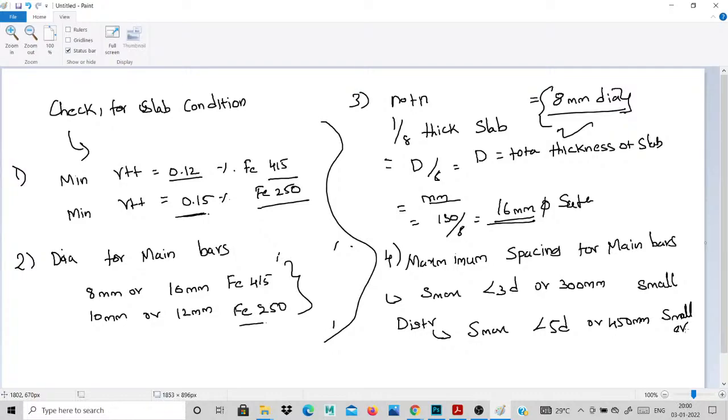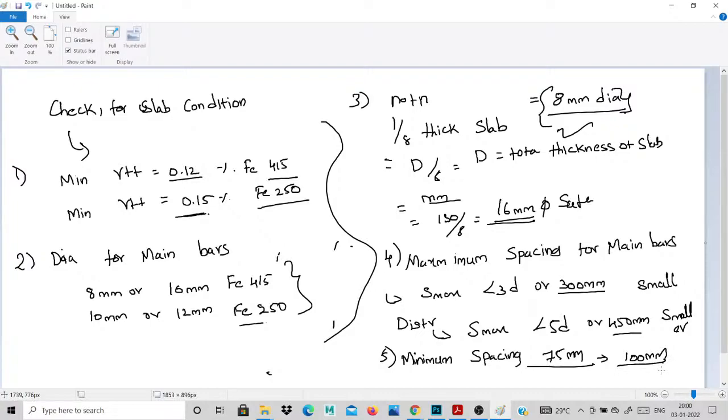The next one is the minimum spacing for your reinforcement. The minimum spacing is 75 mm. The maximum spacing is 450 mm for distribution and 300 mm for main bars. Then the minimum is 75 mm or 100 mm. Probably 100 mm is the minimum distance for your slabs.